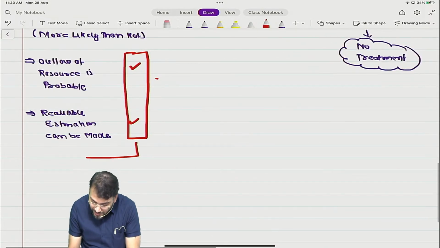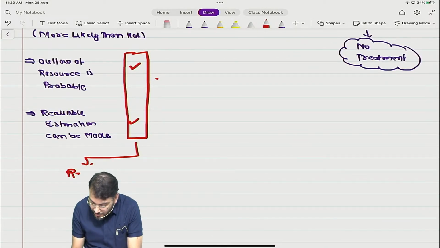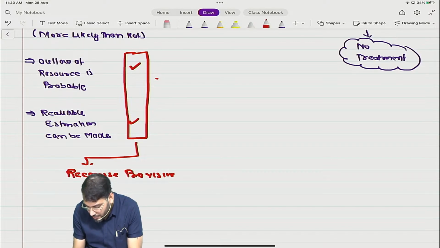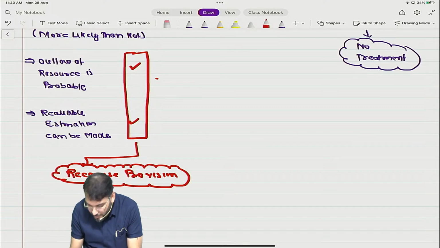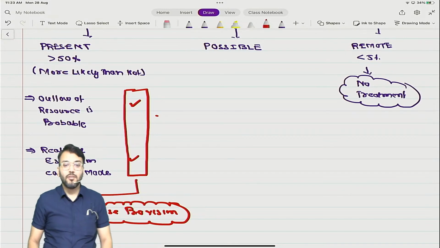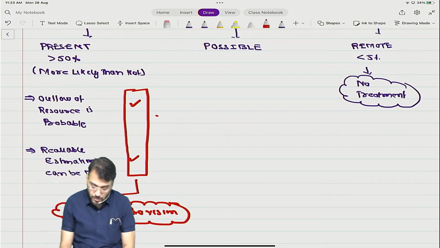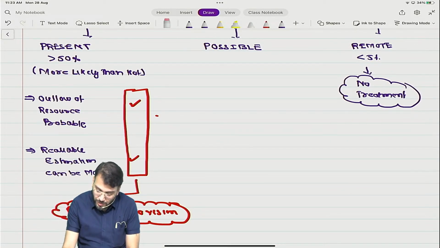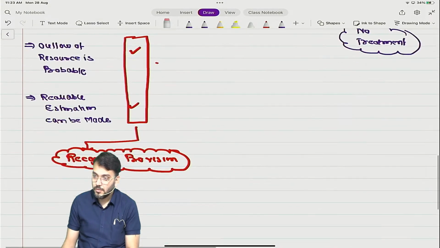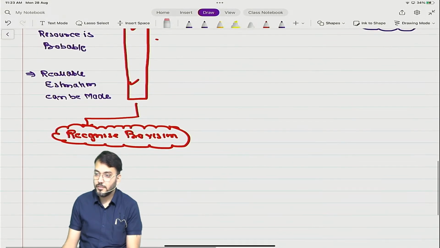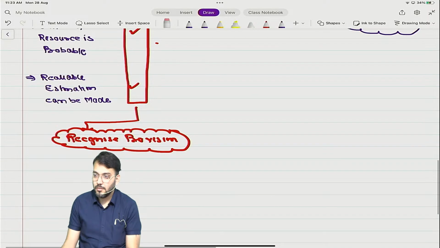So now we'll say yes, sir. Recognize provision. We are understanding, sir. Are you able to understand now? Yes, sir. Then recognize provision. So outflow of resource is probable, and then recognize provision. Have you understood this point? Correct.